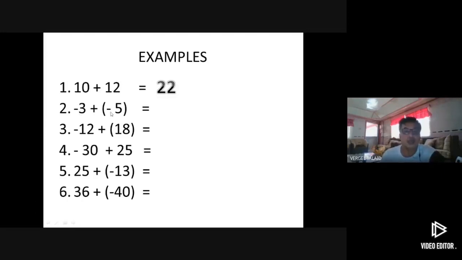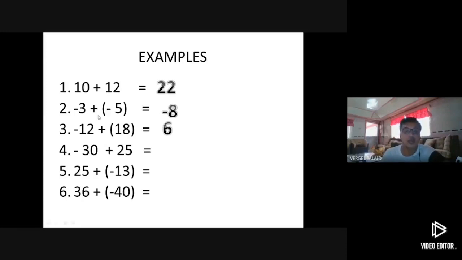How about negative 3 and negative 5? Still, it is like sign, so you are going to add and copy the common sign. That is negative 8. For number 3, we have negative 12 plus 18. Since this is unlike sign, you are going to subtract. Then copy the sign of the larger absolute value. Since 18 has a bigger absolute value than negative 12, the answer is positive 6.